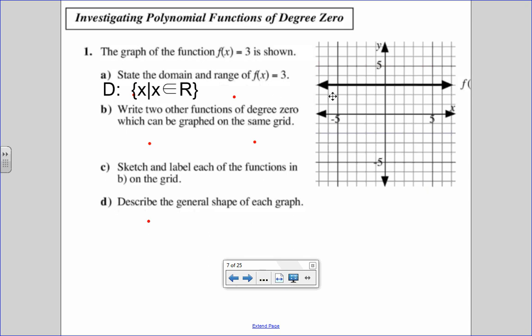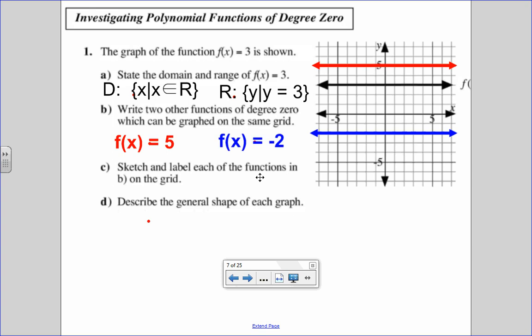Now let's look at the range. Because it's a constant function, y is always 3. So the range is the set of all y such that y is just equal to 3. Let's write two other functions that have a degree of 0, which could be graphed on the same grid. You could have any possible answer. Here's an example, f of x equals 5. So that's just a horizontal line passing through 5. I could have f of x is -2. So that would be a horizontal line running through a y value of -2.